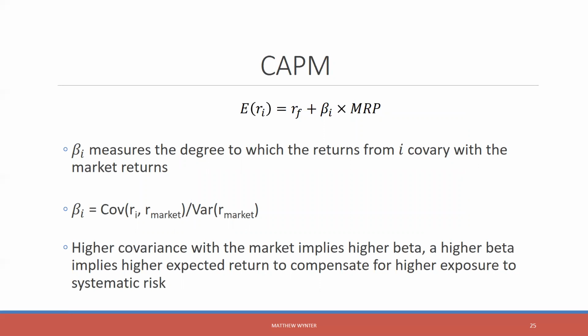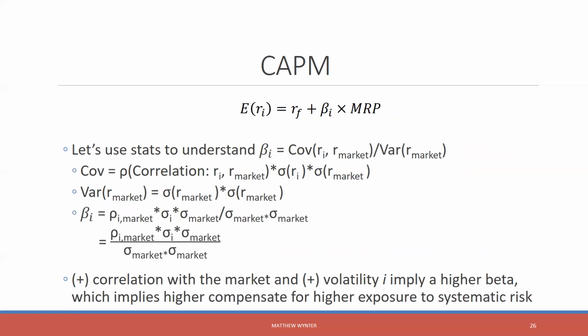We also know how to estimate beta. We said beta is the covariance of the asset with the market divided by the variance of the market. So it's a regression coefficient. Our beta can be our asset beta, in which case it's going to be weighted by our capital structure. And then we also hopefully are very comfortable with the idea that higher beta means higher risk. Wonderful. So higher covariance with the market implies higher beta. A higher beta implies higher expected returns to compensate for higher exposure to systematic risk.